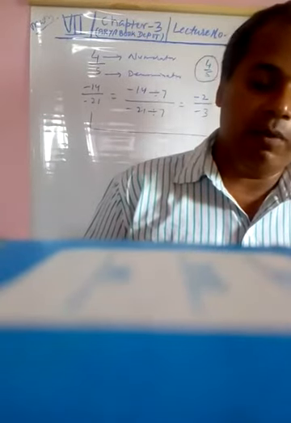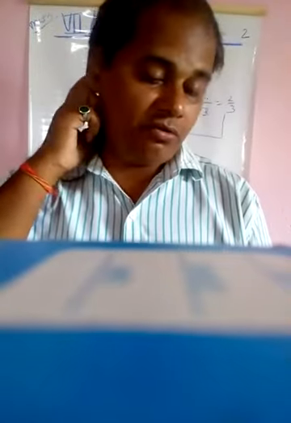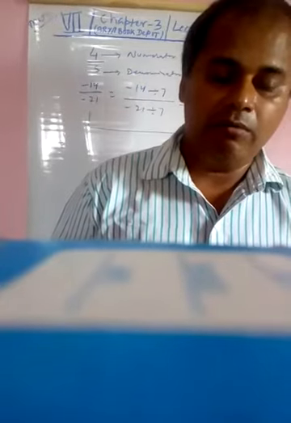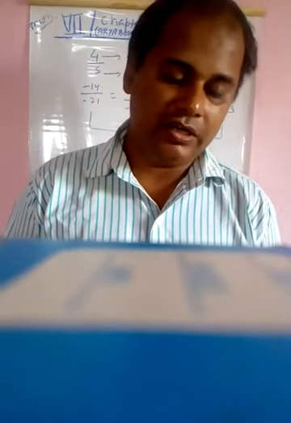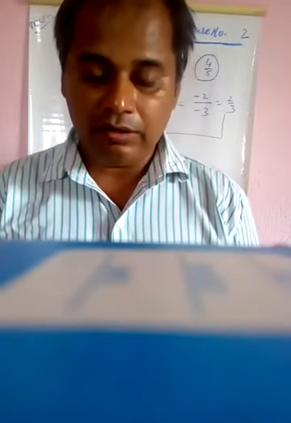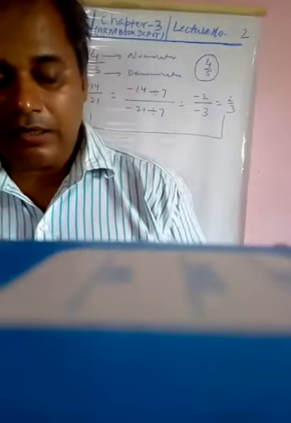8 by minus 7 is equal to 8 into 2 by minus 7 into 2 is equal to 8 into 3 by minus 7 into 3 is equal to 8 into 4 by minus 7 into 4. Hence 8 by minus 7 is equal to 16 by minus 14 is equal to 24 by minus 21 is equal to 32 by minus 28. Three rational numbers equivalent to 8 by minus 7 are 16 by minus 14, 24 by minus 21 and 32 by minus 28.